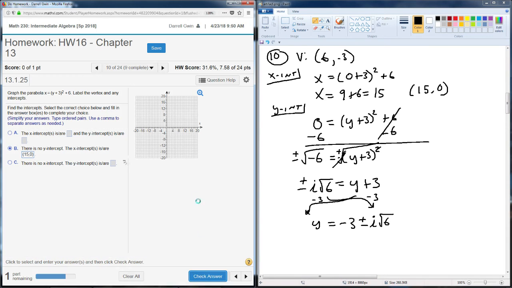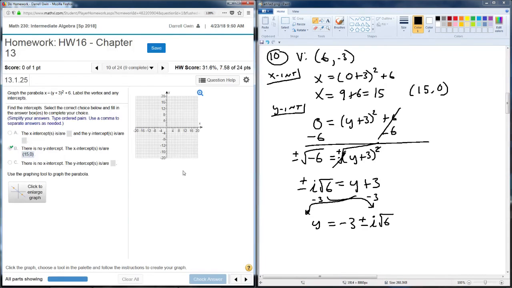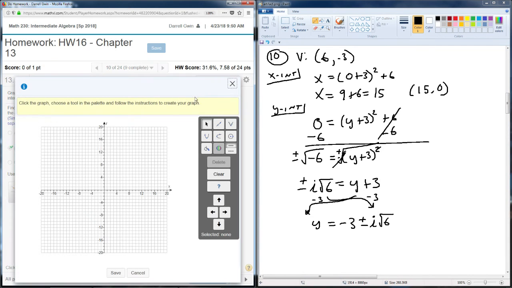Check answer. Good job. Graph. So we only have 2 points to work with here. It's a sideways graph. 6 to the right, negative 3 down. And 15, 0: 15 to the right, 0 over. I believe that's it.